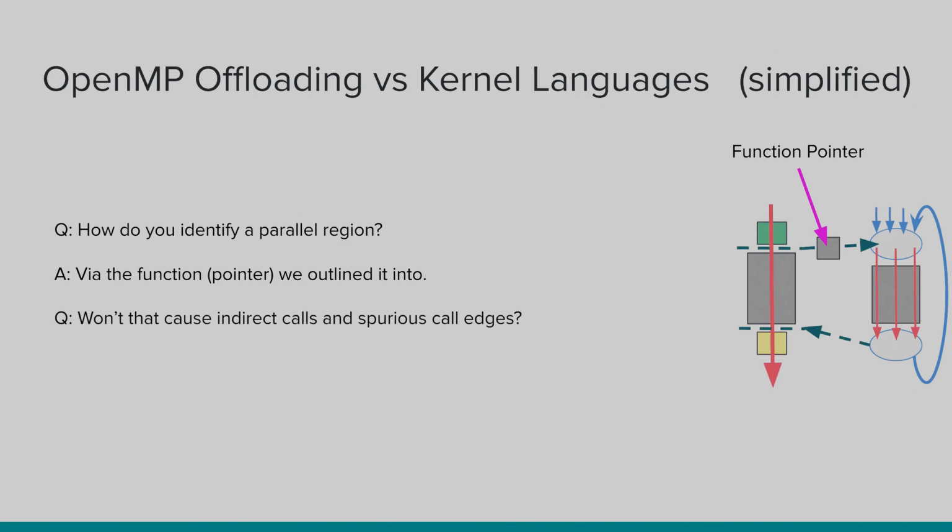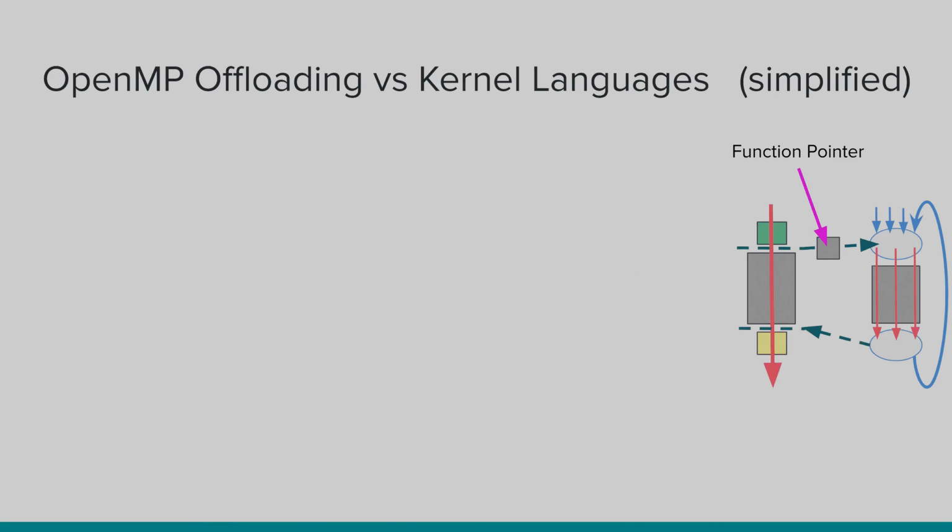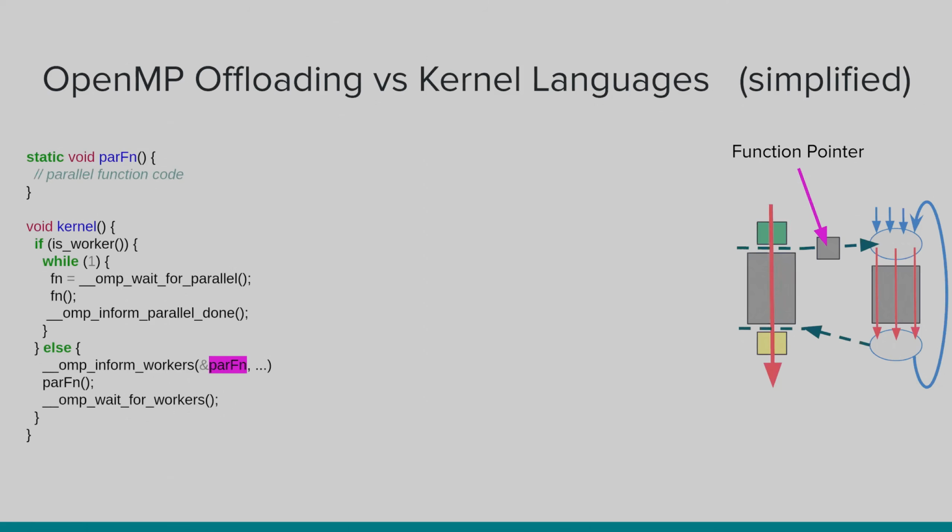Now, the problem with passing function pointers on a GPU is that you have indirect calls and spurious call edges, which increase your register count quite a bit. So what you really want to do is try to avoid the function pointer use and use some other kind of identification, some other kind of IDs that are not function pointers. Let's take a look at that optimization.